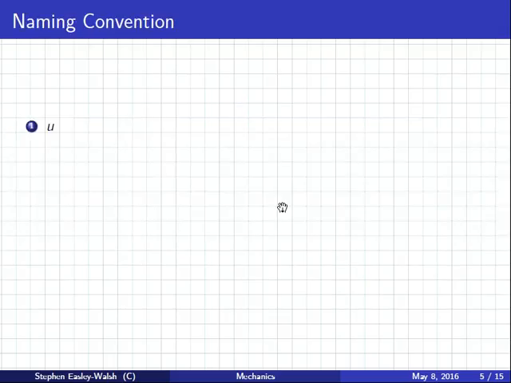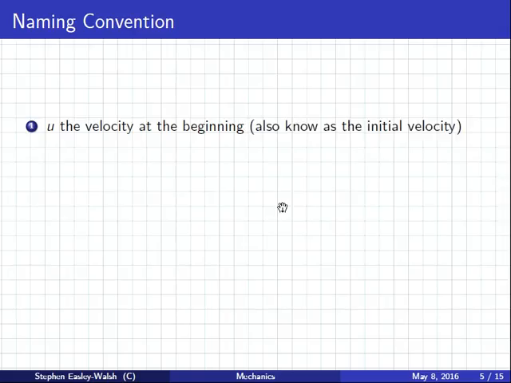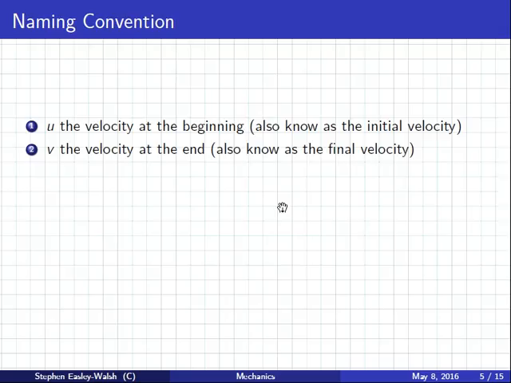Right, so a naming convention. For motion, we have different letters for different parts of the motion. We use the letter U to represent the velocity at the beginning, also called the initial velocity. And V is the velocity at the end, also known as the final velocity.